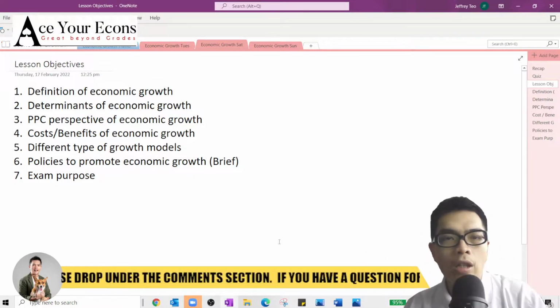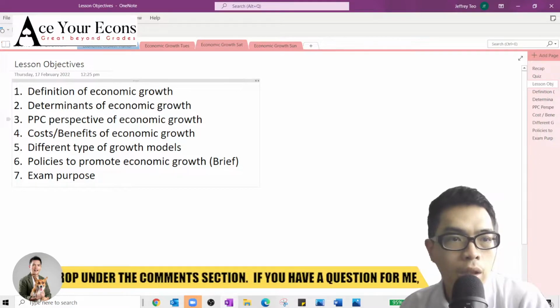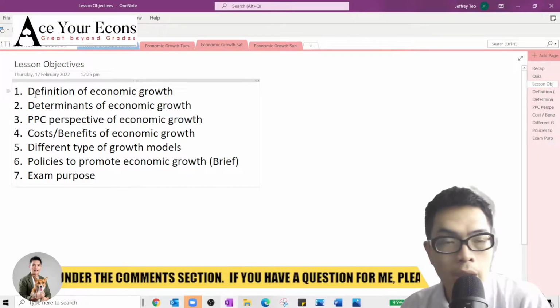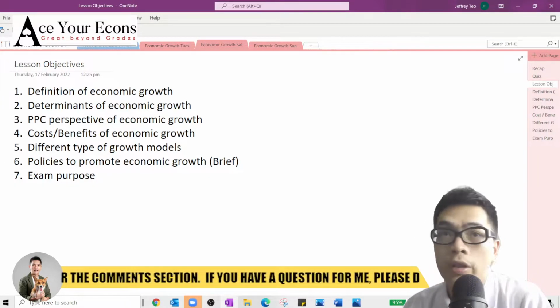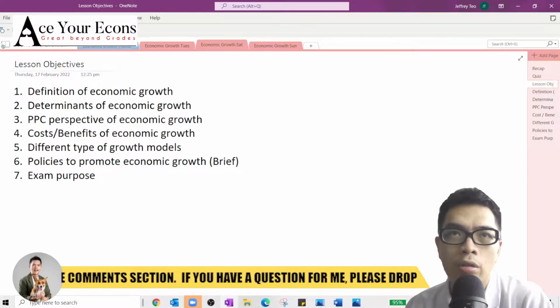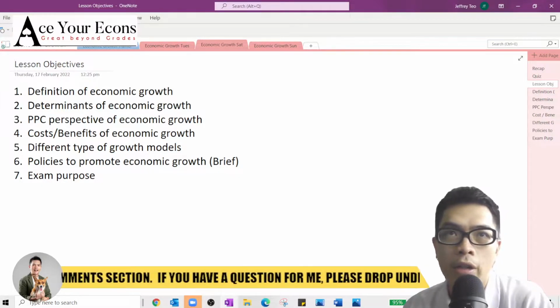So these are the 7 objectives that I will be covering. Today we'll be looking at economic growth. I just like to have a show of hands or a show of whatever typing. Have you all learned economic growth?